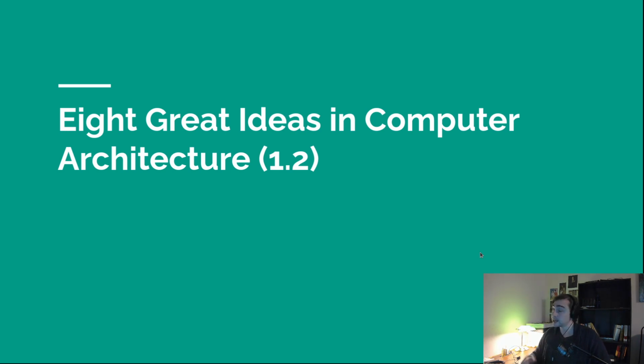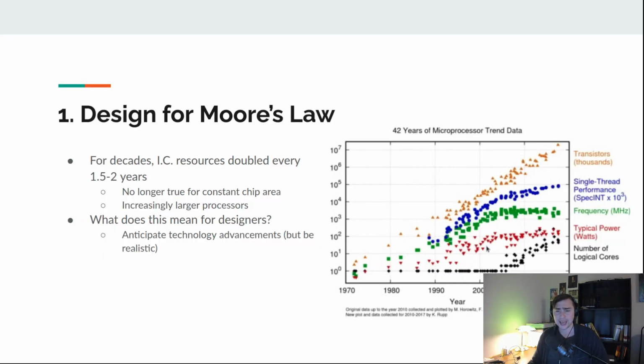So in the context of designing, the book lays out these 8 great ideas in computer architecture. And these 8 great ideas are really these core ideas that pop up over and over again over the decades in computer architecture research, and have been incredibly impactful on the community. And starting out, we have none other than number 1 on this list, which is designing for Moore's law.